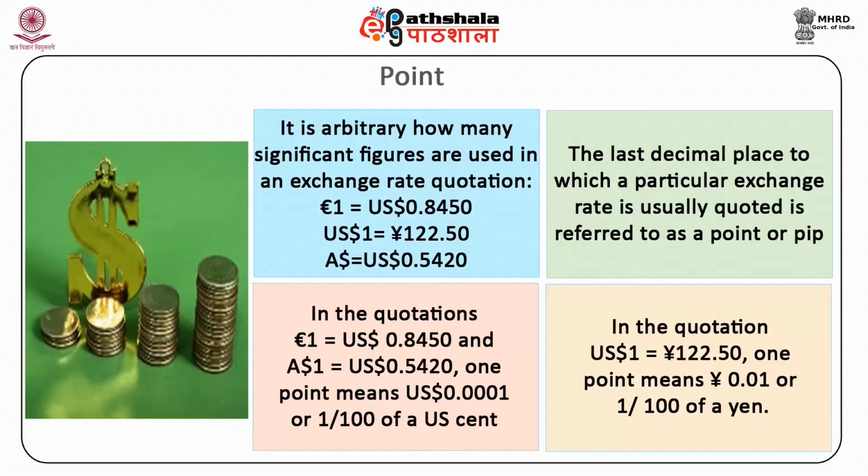It is worth noting that all points are not of equal value. In the above example, 0.0001 US dollar is not equal to 0.01 yen. 1 US dollar is equal to 122.50 yen. Therefore, 0.0001 US dollar is equal to 122.50 divided by 10,000 yen, which is equal to 0.01225 yen. That is, a dollar point is worth more than a yen point.